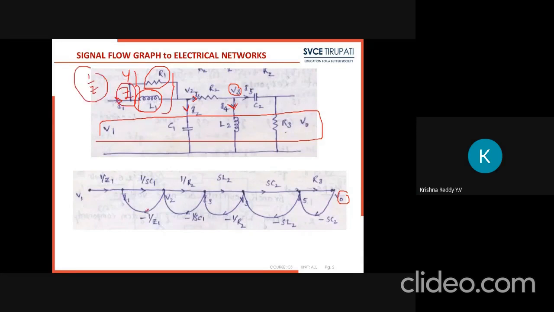1 by Z1, minus 1 by Z1. 1 by SC, minus 1 by SC. 1 by R2, minus 1 by R2. SL2, minus SL2. SC2, minus SC. The output element has only a forward path. It does not have any feedback path. This is all about the signal flow graph for electrical networks.